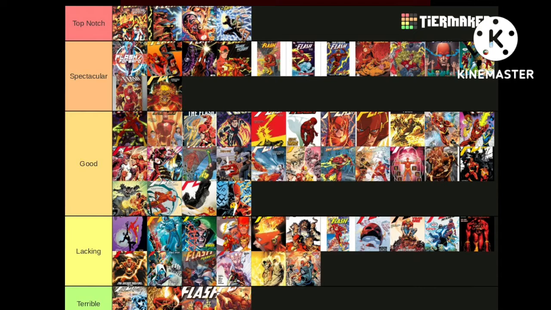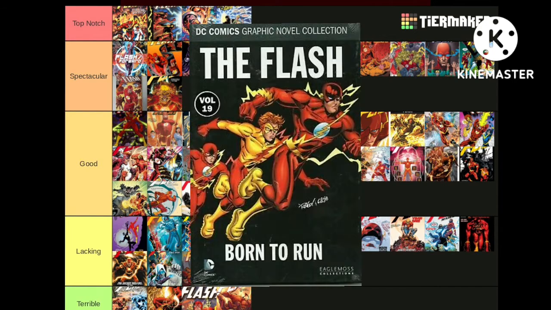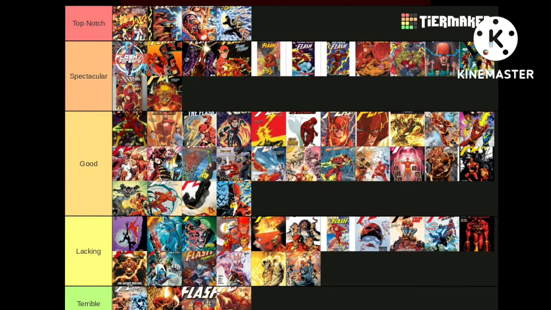So let's start off really strong with Flash: Born to Run, which I've put in Spectacular. This is Mark Waid's intro to the Flash, the four-issue origin story for Wally West becoming Kid Flash, from the perspective of an adult Wally West who's well into his career as the Flash. Now, I like this story for many reasons.